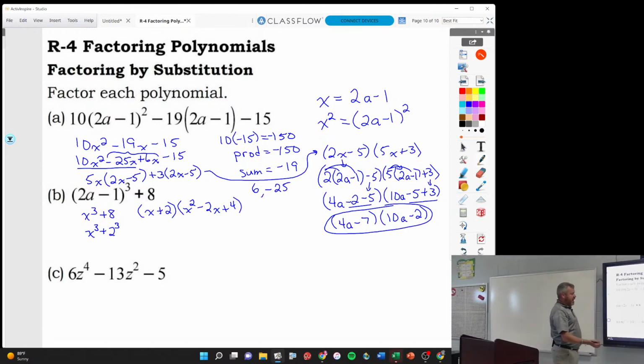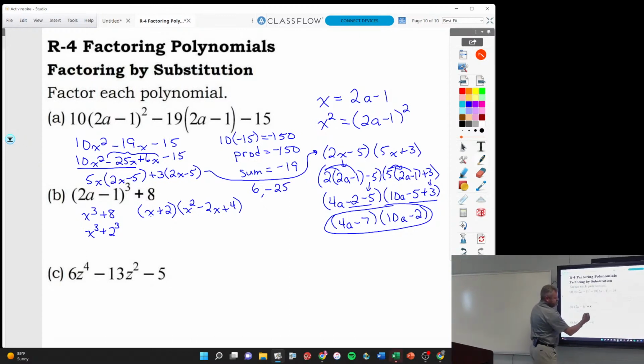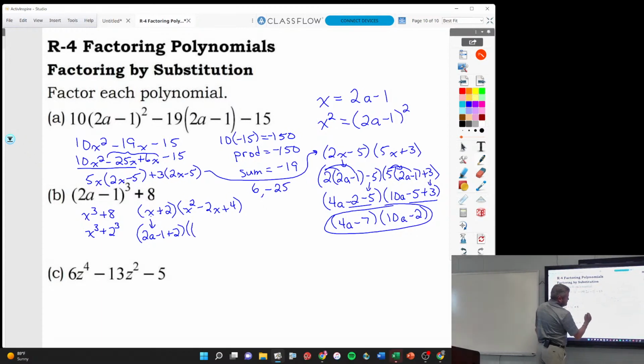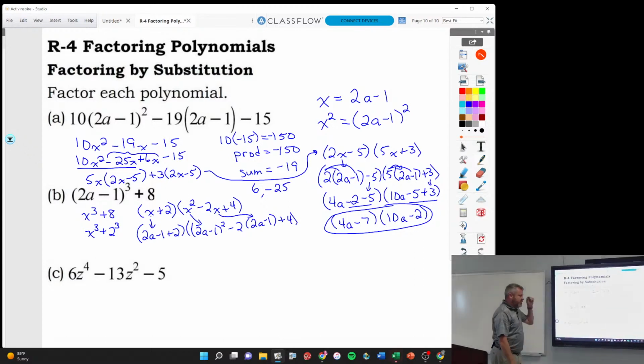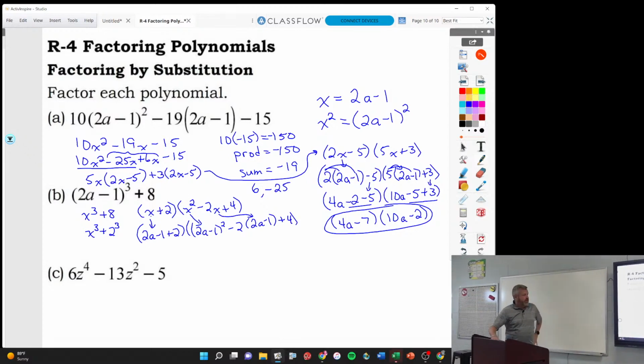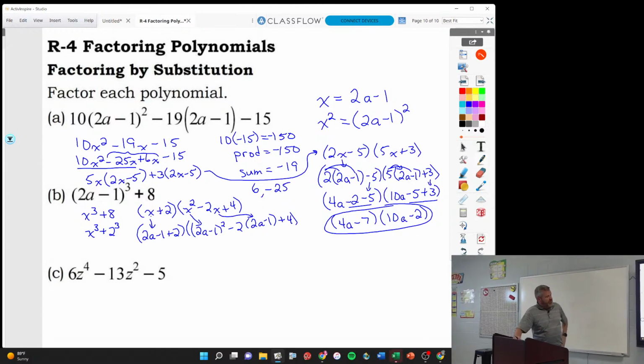But remember, that's not my answer. I'm going to have to go back and change those x's to 2a minus 1. Okay, so there's one x right there. This x is being squared, so I'm going to put it in parentheses, 2a minus 1 squared, so there's that x, minus 2 times 2a minus 1, there's that x, plus 4. And folks, this has to be simplified even further. Okay, this video is quite long already. Be more than happy to come back and do another video to show that.